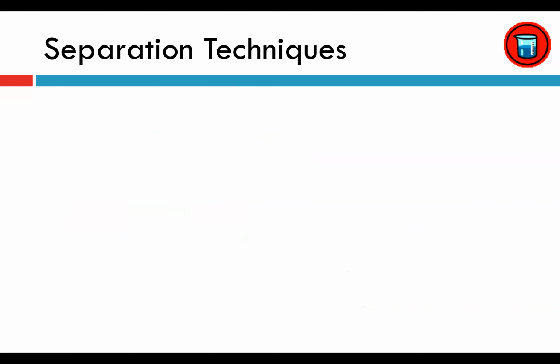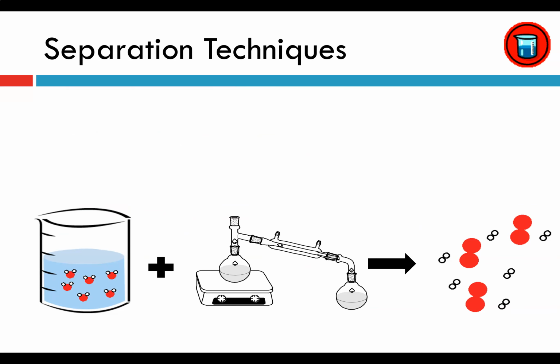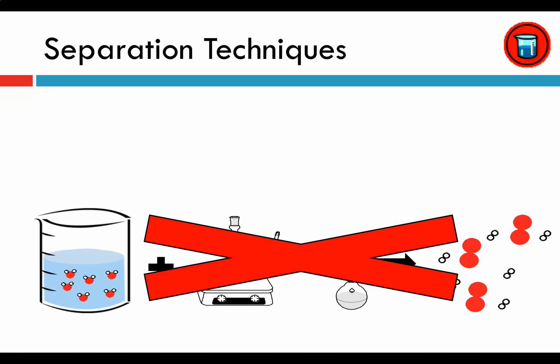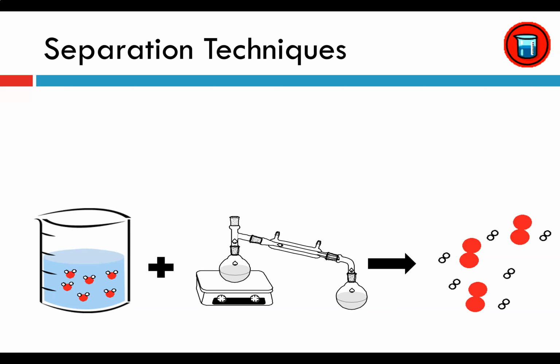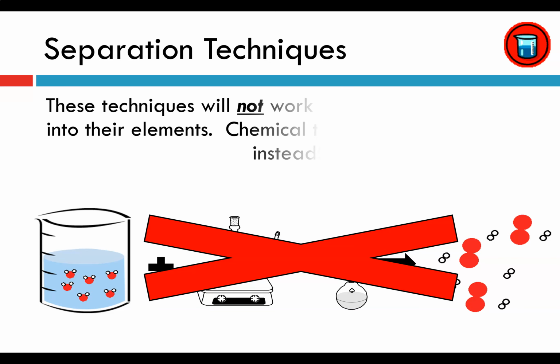Okay, so to summarize, we've got a substance like water. We can put it into our distillation apparatus or any separation tool for that matter, and boom, we come out with oxygen and hydrogen molecules. Is that right? No, of course not. This is really 100% incorrect. What we're describing in this series of pictures is a chemical change. We're taking water molecules and turning them into hydrogen and oxygen elements.